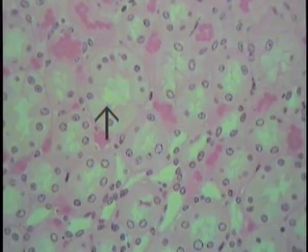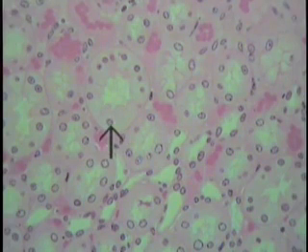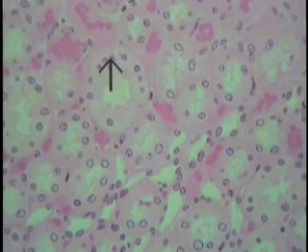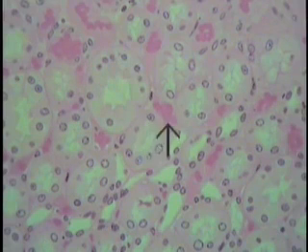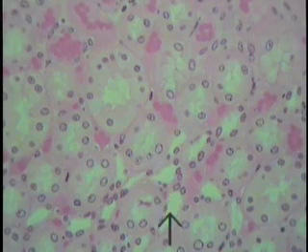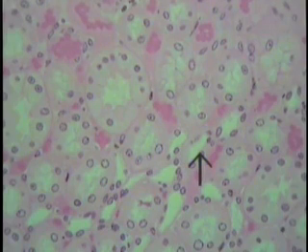You can see the height is much greater than the width, and the nucleus usually occupies a more basal position. Compare it with a tubule such as this. It's much flatter or lower, more cube-like, so it's simple cuboidal, and then the simple squamous tubules at this particular location.